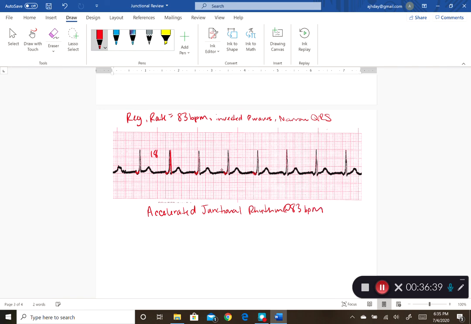See if I have any ectopy. Just glancing at it, does not look like I have any, but I'll go ahead and trace my isoelectric line. And we can see our QRS ends right on that isoelectric line, and then we have a normal T wave. So there's no ectopy there. We're just going to call it an accelerated junctional rhythm at 83 beats per minute.